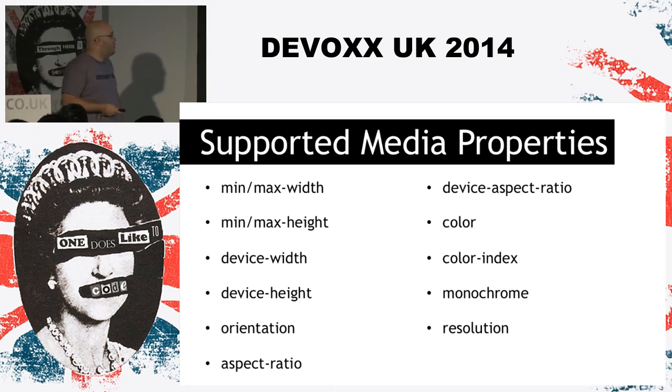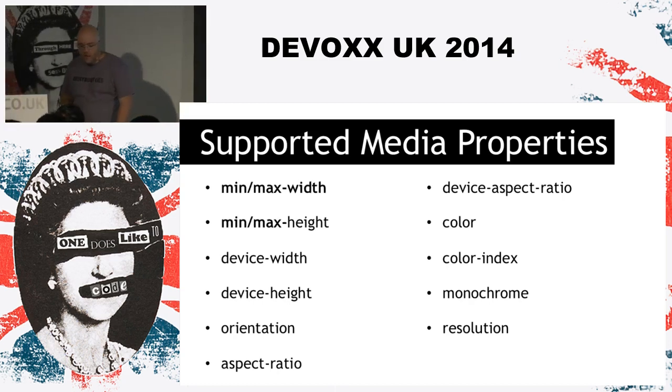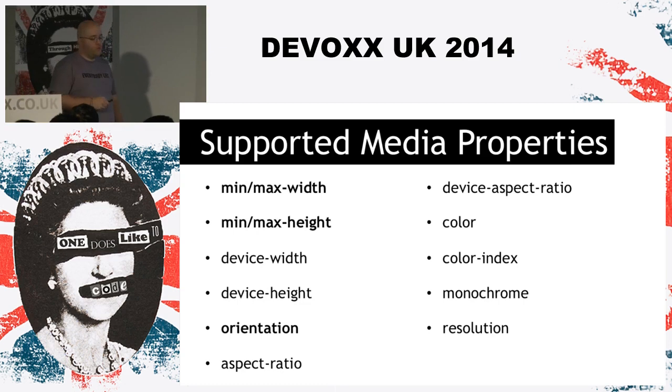So there are many properties that I can use in those media queries. Think about color index, resolution, aspect ratio, device width, min-max width, and height. So those are basically the ones that you will use the most.